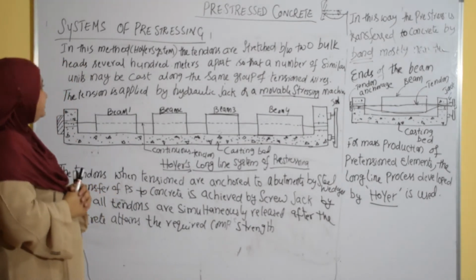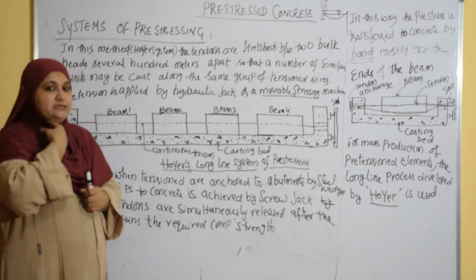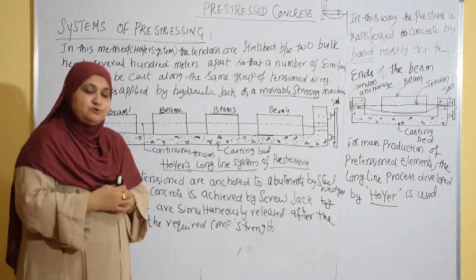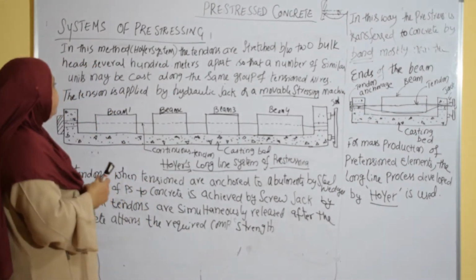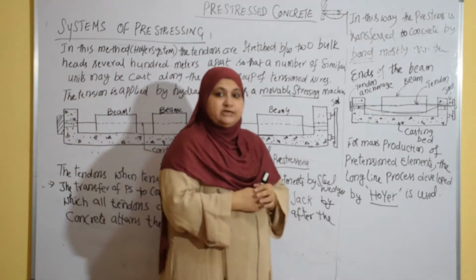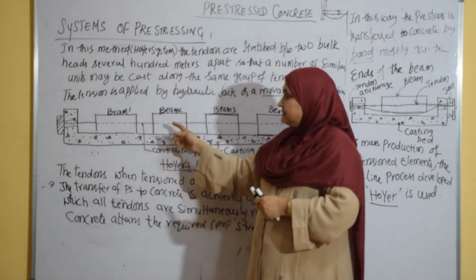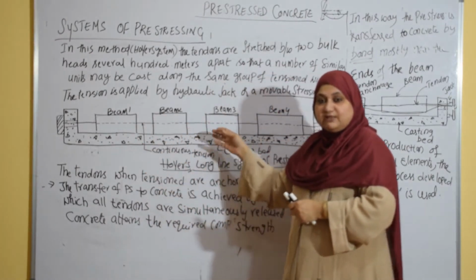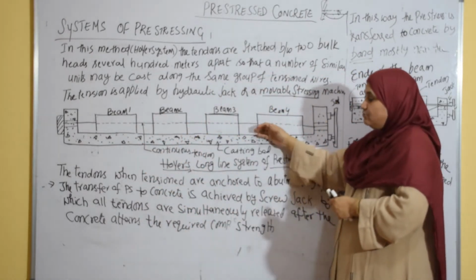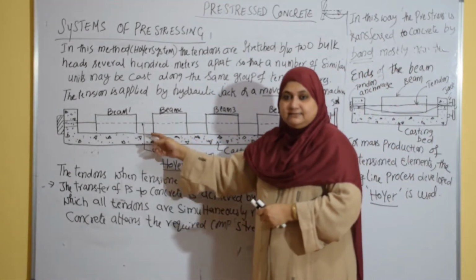so that similar units, with the same pre-stress, same cross section, and same pre-stress force, may be cast along the same group of tension wires. So same pre-tensioning, same size. When we want production in mass, then we go for this long line method, because the units are in a line.